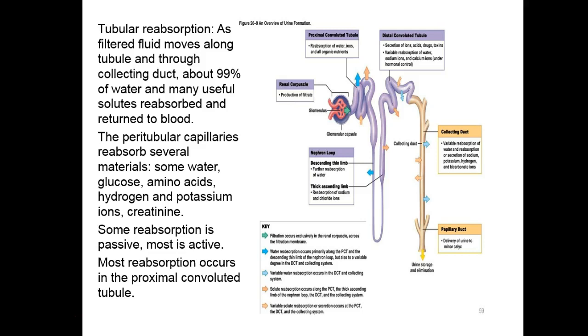So the fluid moves along. About 99% of the water and many useful solutes are reabsorbed and turned into blood. The water is just used as a vehicle to move these solutes in and out, depending on whether they're needed, but mostly reabsorbed. The paratubular capillary beds found around this tube reabsorb several materials: water, glucose, amino acids, hydrogen, potassium ions, and creatine.